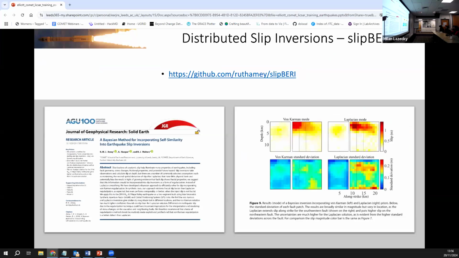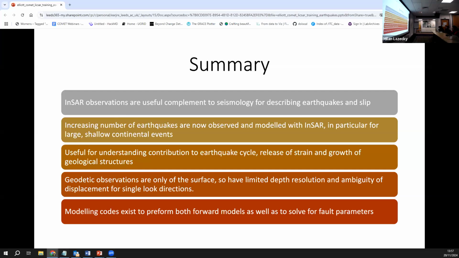So that's for uniform slip. If you then want to take distributed slip, there's something called Slippery, which is also developed by a colleague here. And in this case, you've got more patches to play with, but instead of doing that smoothing approach that I said was spatial smoothing, which is this right-hand one, you can try and take a more realistic approach to how fault roughness might be, and that's called the von Karman approach. So trying to be a little bit more realistic than just smoothing out the high slip.